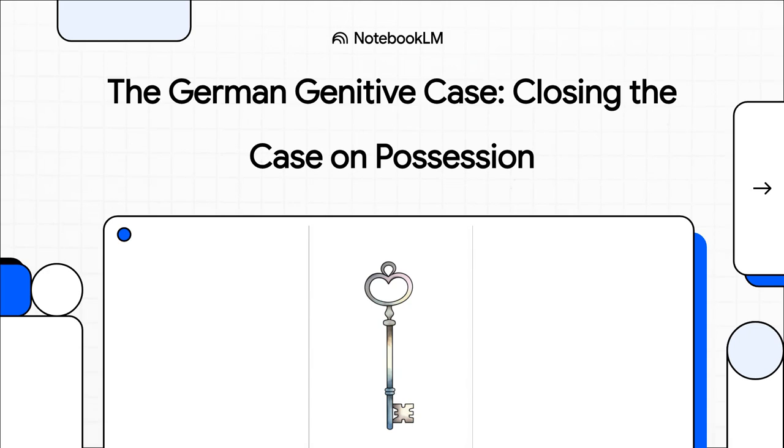So, if you've been learning German, you've probably wrestled with three of its famous cases. Well, today we're tackling the fourth and final one, the genitive. And trust me, this isn't just one more rule you have to memorize. It's the key that unlocks how Germans talk about possession and relationships. So, let's close the case on the genitive, shall we?